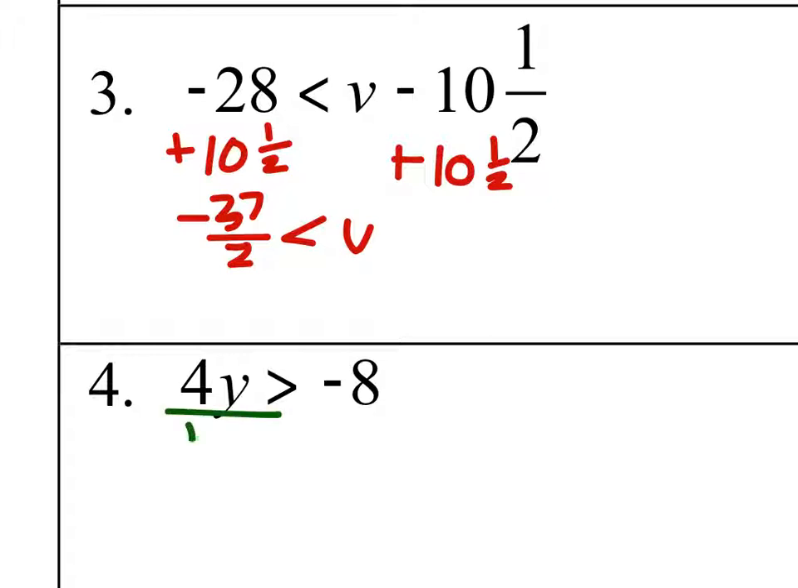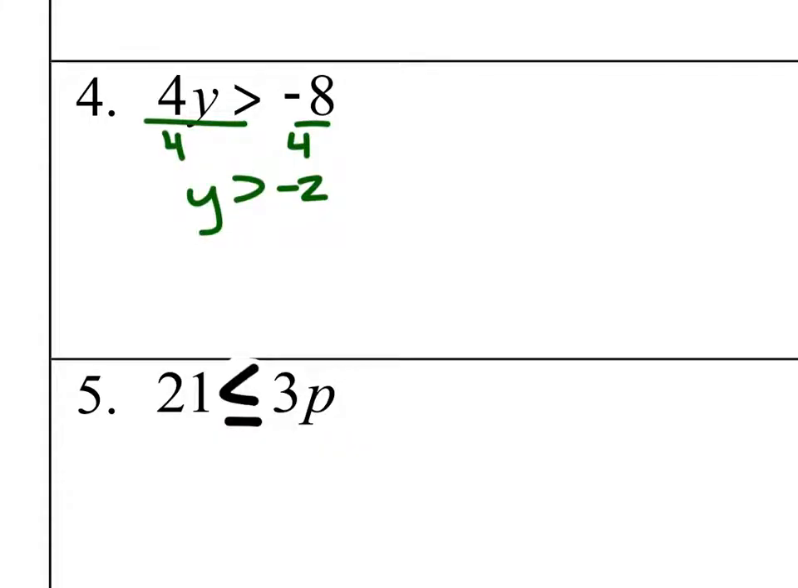Then this next one we'll divide by 4, and we see that y must be greater than negative 2. So those are those ones. Then finally, number 5, we'll divide everywhere by 3. So 7 now is less than or equal to p. So we have all the inequalities. Let's go ahead and graph these now then.